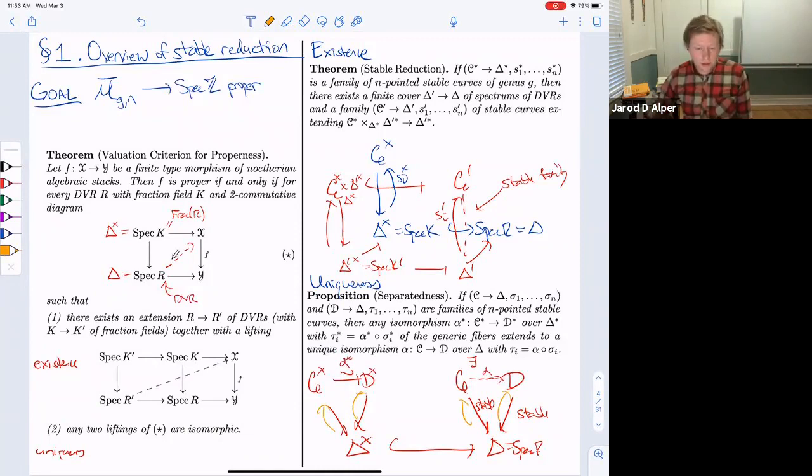Great. Okay, that's what the statement is. And maybe before giving an outline of the strategy, let me just give a few first examples of how this works in practice.